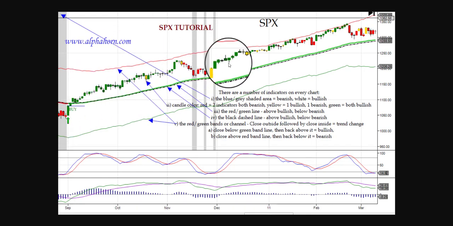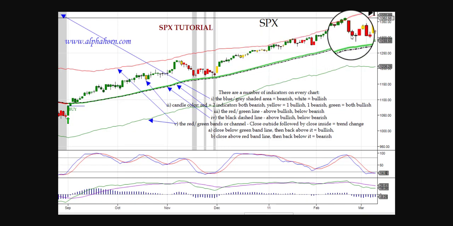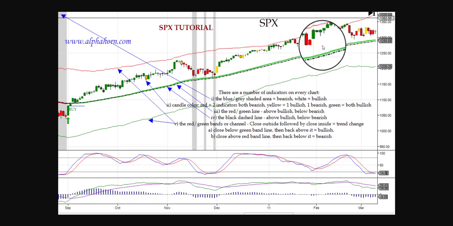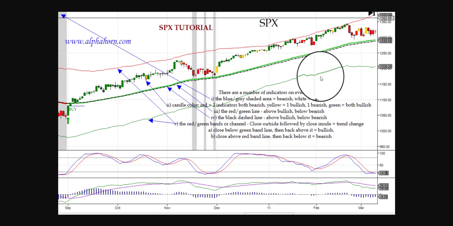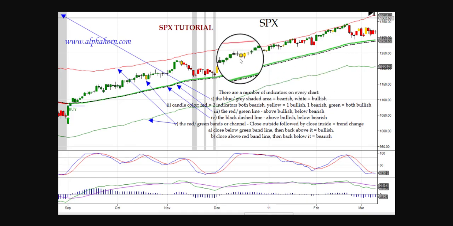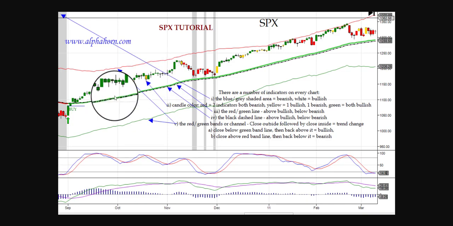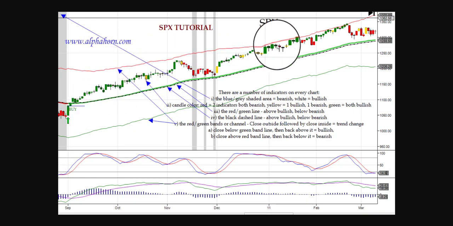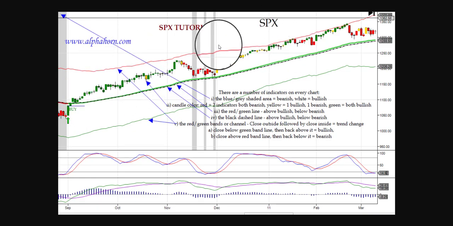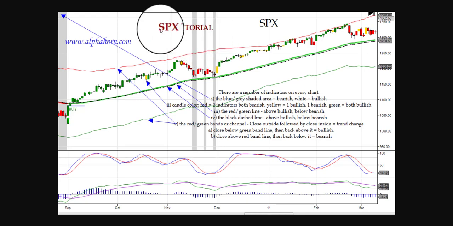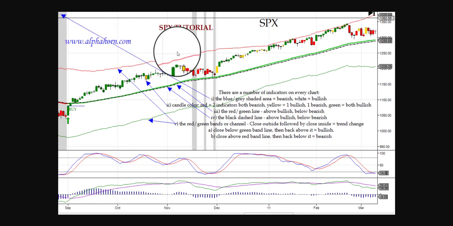As you can see, we had a very nice long bullish run here from September through March. This is back in 2010, early 2011, right at the time we went live with Alphahorn. As you can see, the background was predominantly white because we had a nice long run. However, there are a couple of instances where we have a gray background. Well, that is a third indicator. If the background is white, we're on a bullish trend. If it's gray, that's indicating cloud cover, bearish.